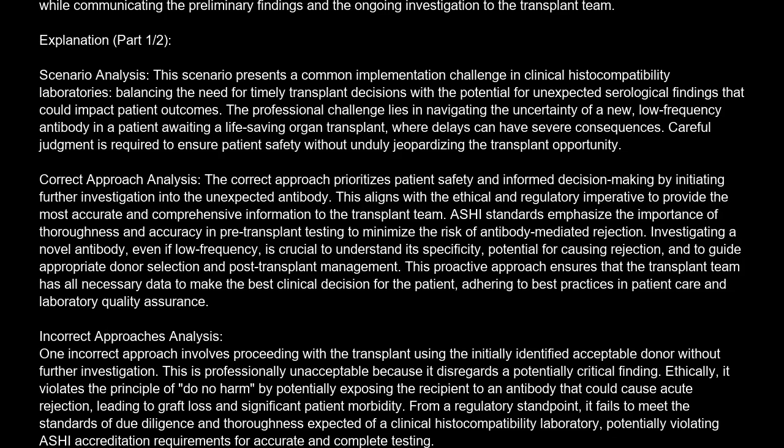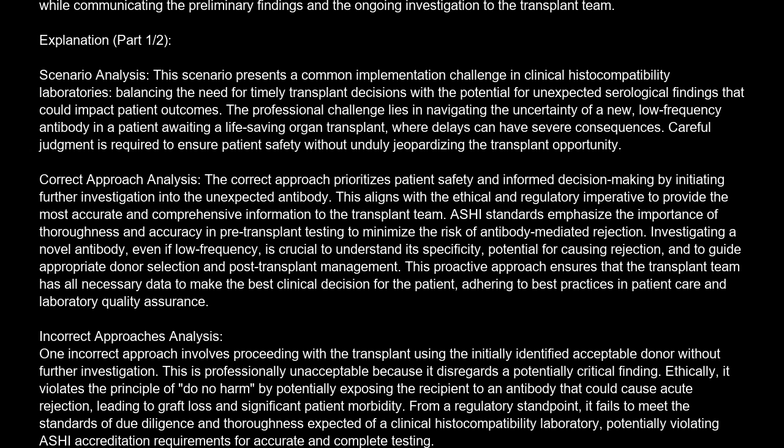Correct answer is A. Initiate further serological testing to identify the specificity of the antibody and assess its potential clinical significance, while communicating the preliminary findings and the ongoing investigation to the transplant team.